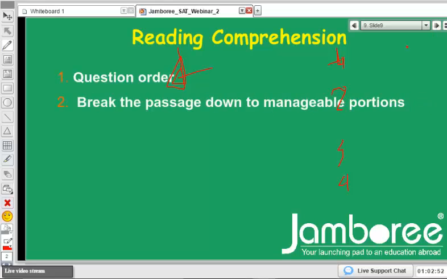So if the passage is too huge, break it down. One interesting thing about SAT reading comprehension is that, let's say there are 4 paragraphs, 1, 2, 3, 4. Questions related to the first portion would come first, the second portion will come second. It will never happen that something mentioned in the 4th paragraph is asked in question number 3. So that never happens.